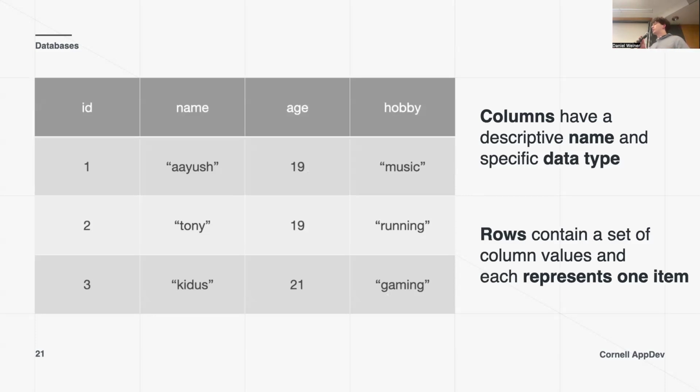So going more into tables so you guys can actually see it instead of getting such an abstract idea. You can see on screen, columns have a descriptive name and a specific data type. So every row in the table is going to have an ID. So 1, 2, 3, that's that leftmost column that you see there. And that's going to help you identify which specific entry you want to access. And you can see we have name, age, and hobby, for example, and the rows contain a set of values and each one represents one item.